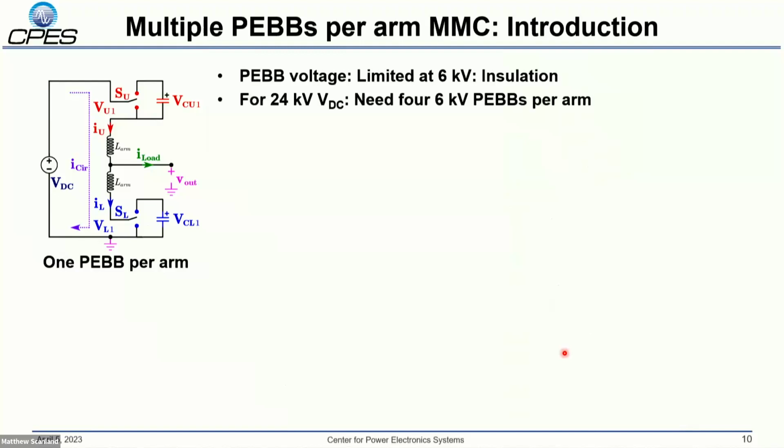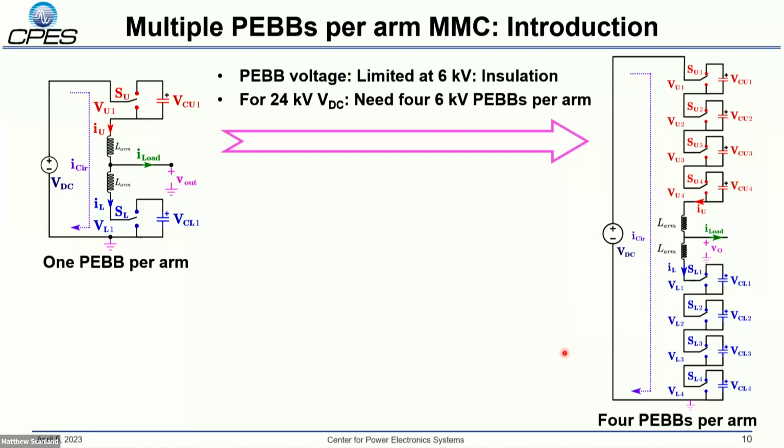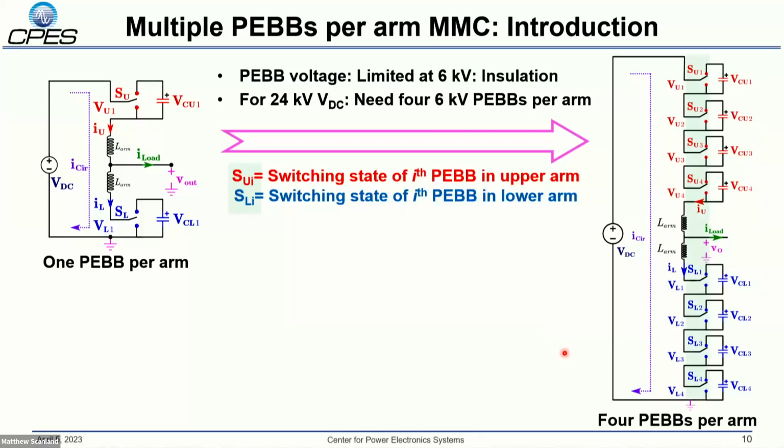But if I want to go to higher voltage, which was 24 kV in our operation, we need 4 6 kV PEBBs together in one arm. We can easily put that. Putting them together is not difficult. Controlling them is. So we have this gating signal on there for each PEBB.